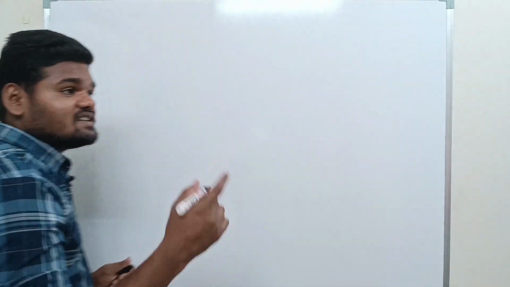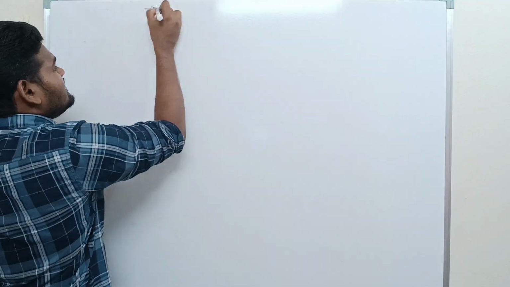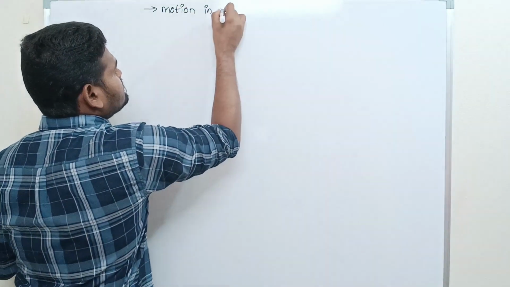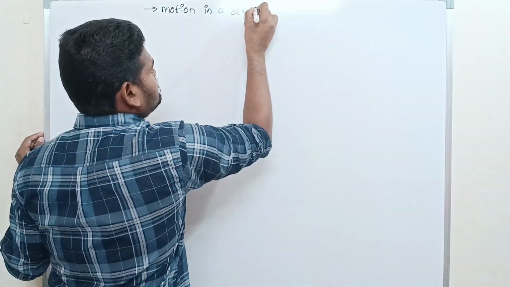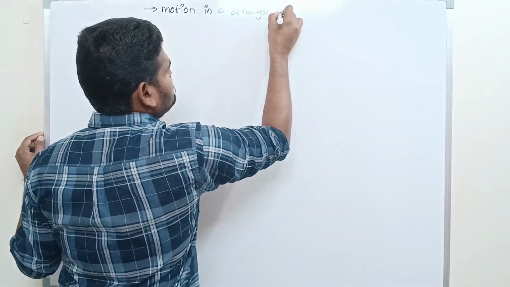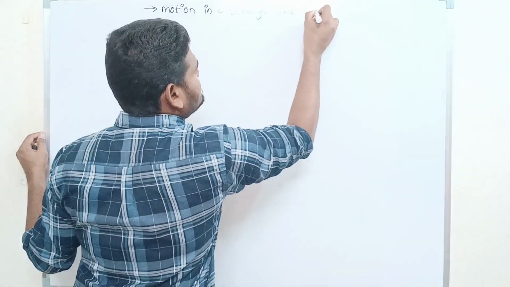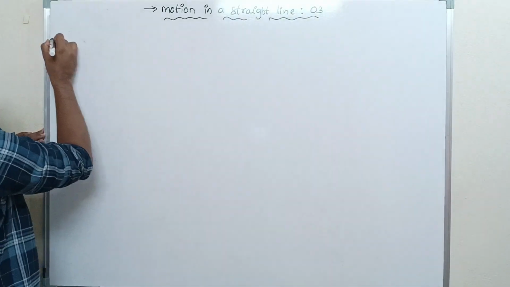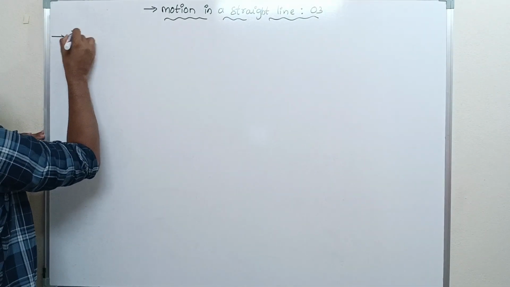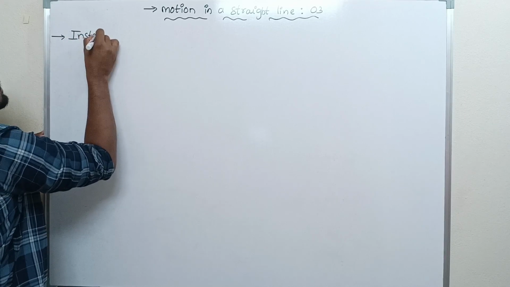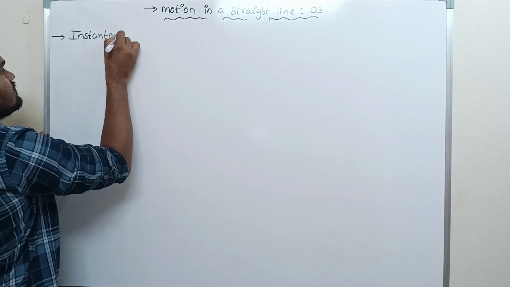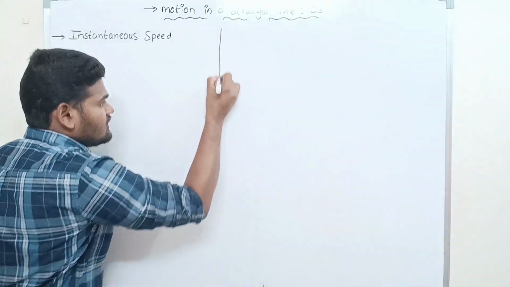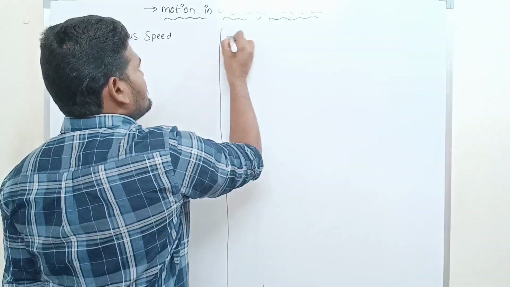So what is the session going on? Motion in a straight line. This is class number 03. So what is the concept today? Instantaneous speed and instantaneous velocity.